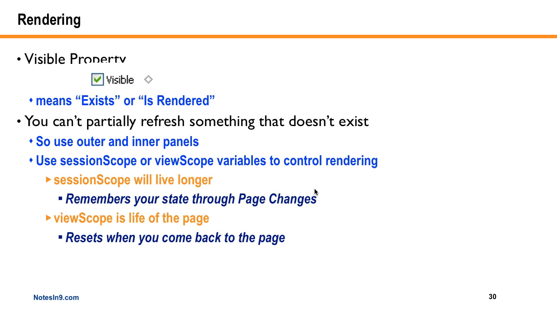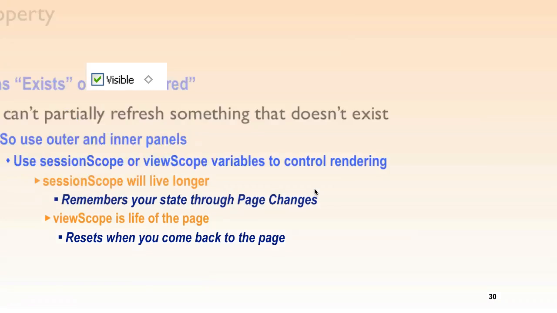One is session scope, and the other is view scope. The way I like to use them is, if I want the page to remember the state as you go through different pages, then I'll use session scope since that lives longer. But if every time you come back to that page I want it to start all over from scratch, then I'll use the view scope, because that resets every time you come back to the page. It has a shorter lifespan.